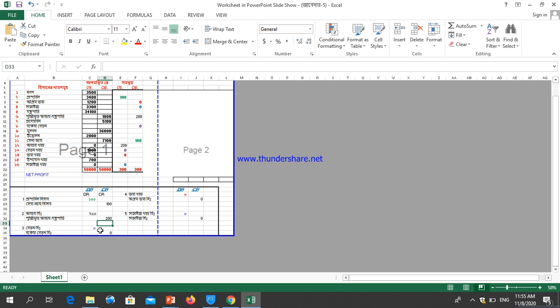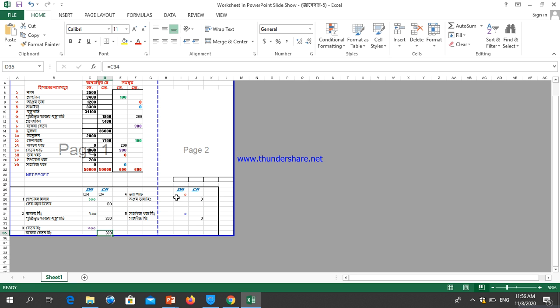Number 3, the adjusting entry number 3. How much amount there? 300, am I right? Okay, pink color, the color of binjar. 300, that means salaries expenses debit and salaries payable credit. Salaries expenses debit 300, salaries payable credit 300.